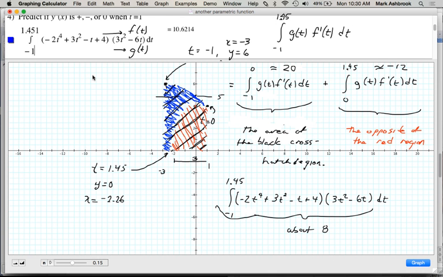So -1 to 1.45 of g(t) f prime t dt. I think this first estimate was too small. This 20 was too small.